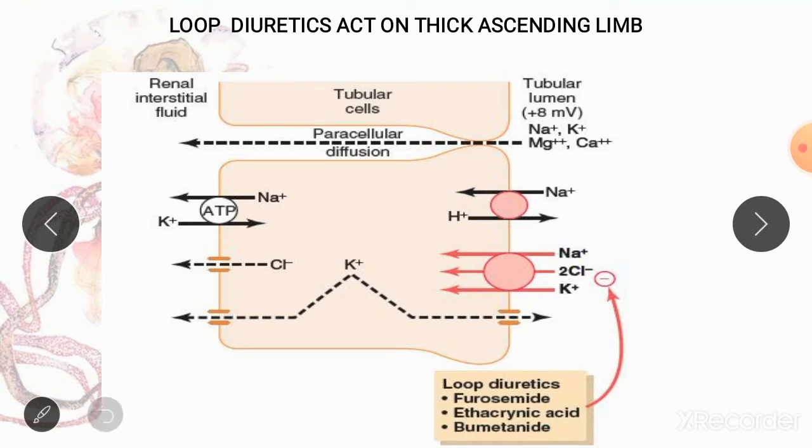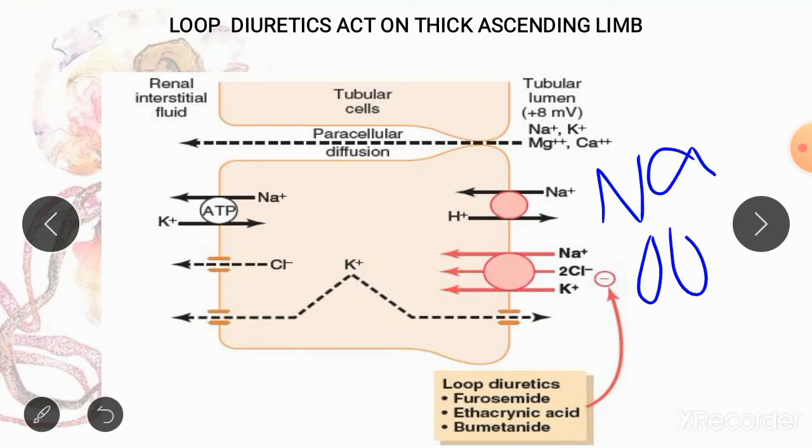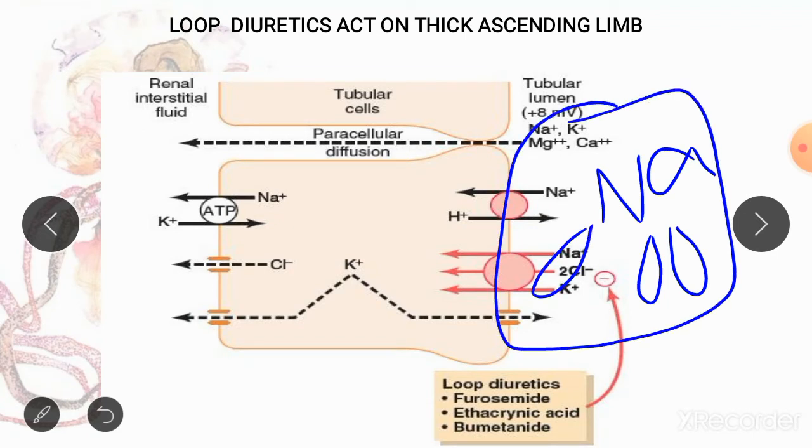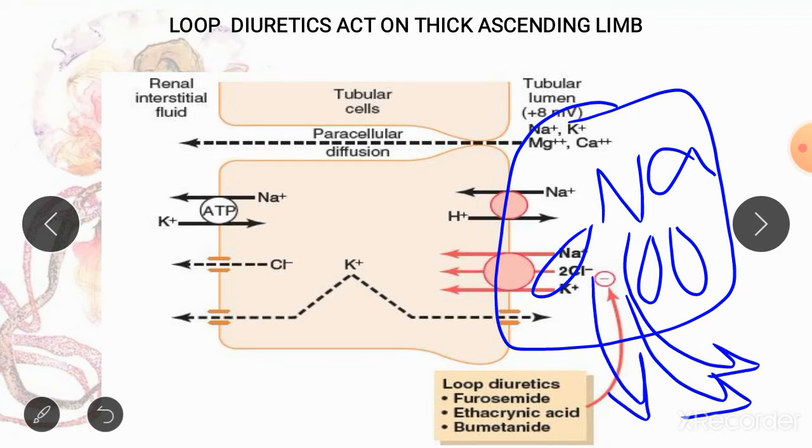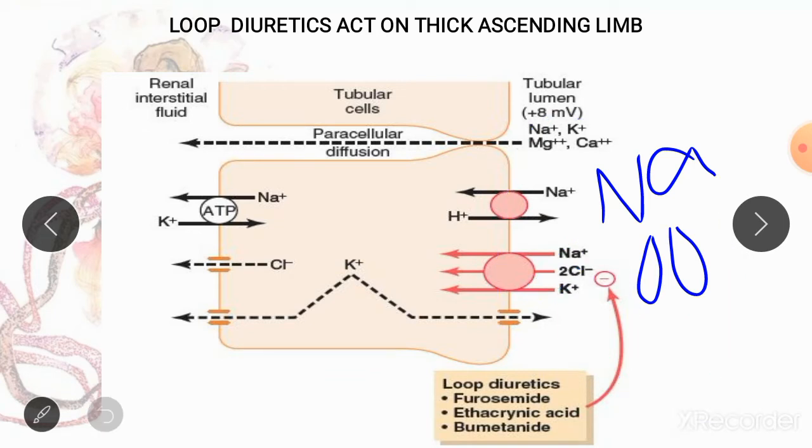Let me repeat that. These loop diuretics are going to inhibit the transporter, and sodium is not going to be transported from the lumen into the peritubular capillaries. Sodium is going to stay within the lumen, and it is also going to attract water and keep water with itself within the lumen. This sodium, when it is not reabsorbed, is going to be excreted in the form of urine, and it is also going to take a lot of water with it. This is known as diuresis, removal of sodium and water from the body with the help of diuretic drugs.